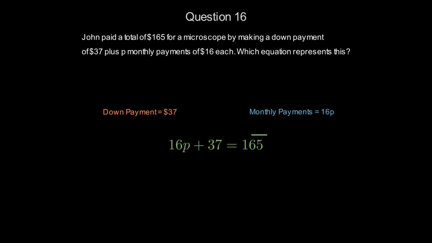This total must equal 165, which gives us the equation 16p plus 37 equals 165.